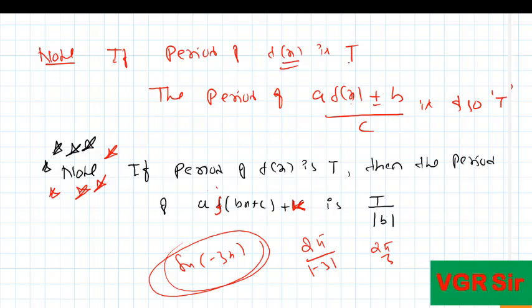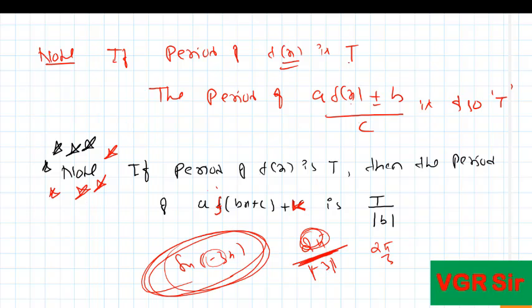The period of sine of minus 3x: the fundamental period of the sine function is 2 pi divided by the modulus of the x coefficient, minus 3. You should write mod of minus 3, not minus 3. If you write minus 3, the period becomes negative, but the period is never negative; by definition, the period should be positive. That's why you need to write mod here. Mod of minus 3 is 3, so the period is 2 pi by 3.